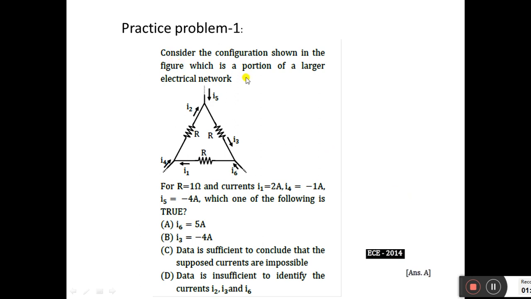Consider the configuration. This circuit looks like a KCL junction. Right? So the current direction is also given. The R value, currents I1, I2, all the values are given. They are asking which of the following is true.